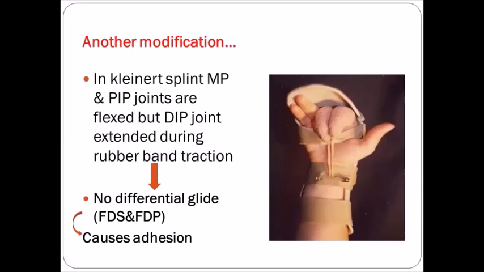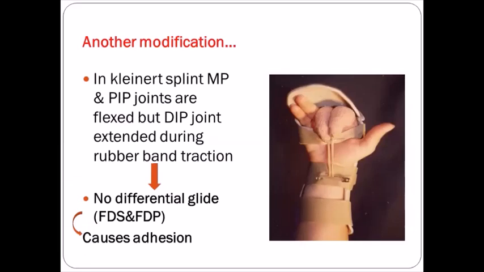Another modification in Cleanard is here. If you see, this rubber band is going to bend only the PIP joint, not the DIP joint. That means the differential glide of flexor digitorum superficialis and profundus is not going to happen, which is very, very important to minimize adhesion. If you have the differential glide of both tendons, the outcome will be excellent. If you don't, there will be some compromise.